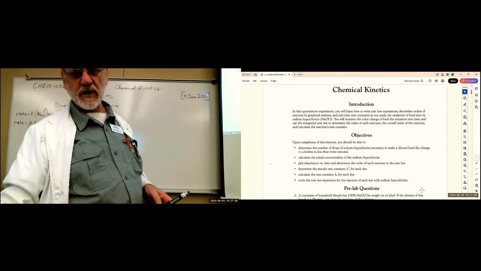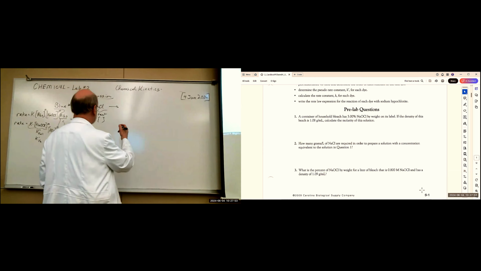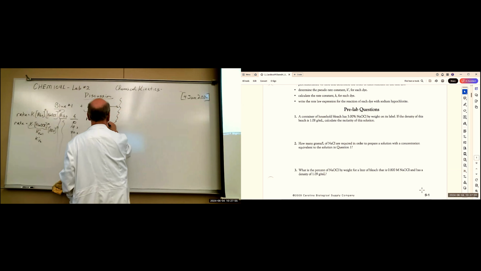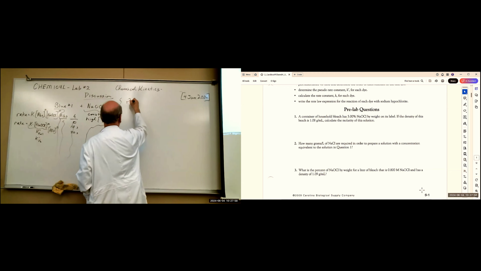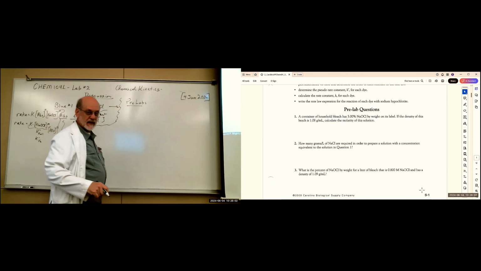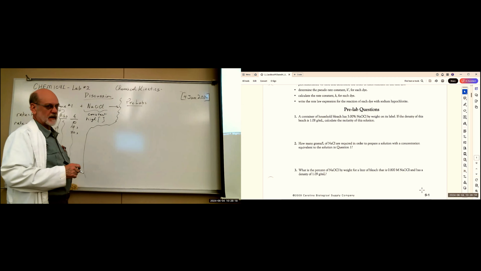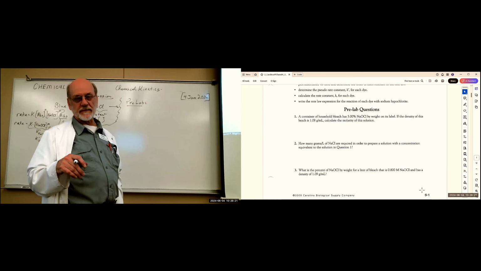Okay, so let's go to the pre-lab questions and work on those a little bit. Let's see. Pre-lab. In order to complete this operation over here, eventually we've got to know the molar concentration of sodium hypochlorite in that solution. If we know the full strength, then it's easy. We just take half of that and that's the half strength. So that's what this first equation is about.